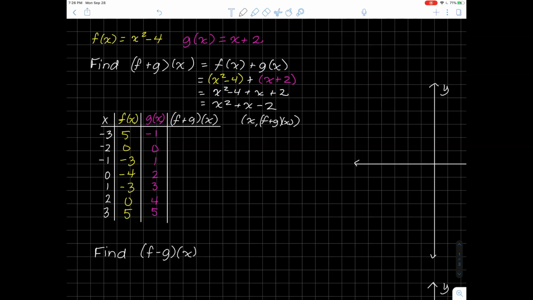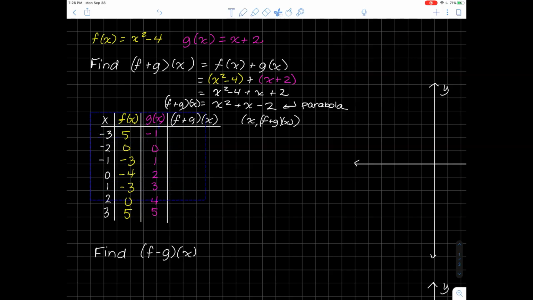So when I added that quadratic plus that linear function, what I got as a result was a quadratic function, which would graph a parabola. So algebraically, that's a really simple thing to do. Now let's look at it analytically.